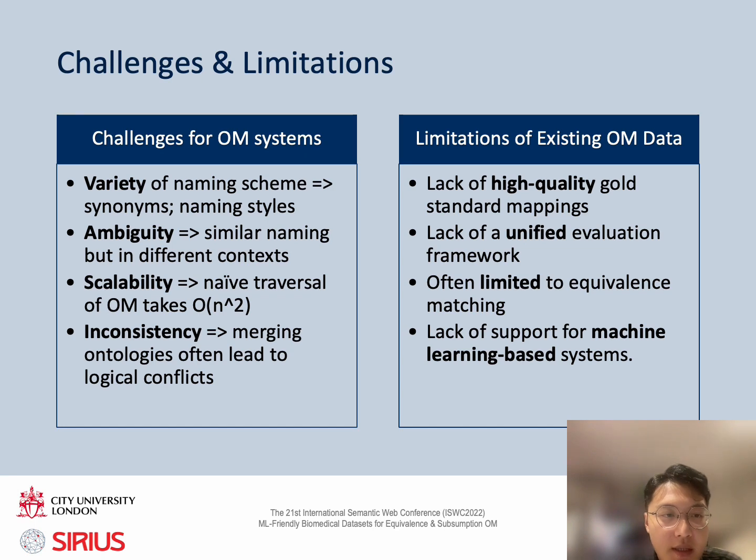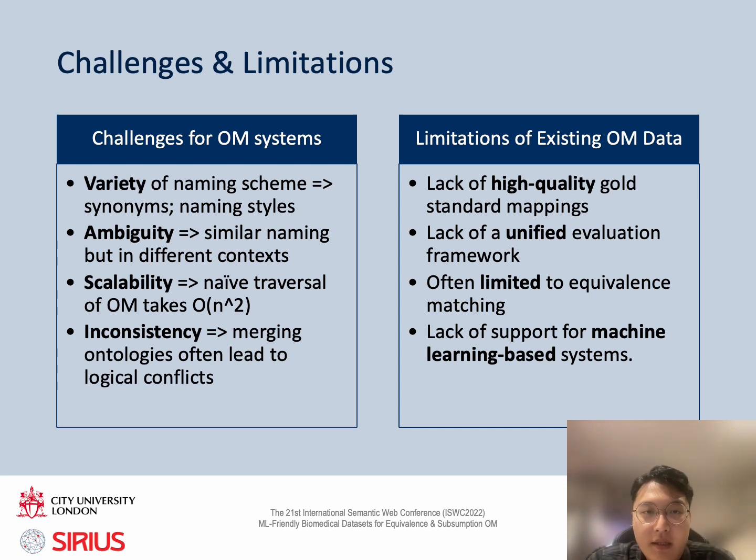And third, there is a scalability issue because naive traversal of OM takes quadratic time. So we need to design some sort of candidate selection algorithm to reduce the time complexity. Lastly, we have an inconsistency issue because merging ontologies often leads to logical conflicts. Such conflicts can come from faulty mappings that need to be repaired or removed, but can also come from fundamental errors of ontologies or even a clash between new and old concepts.